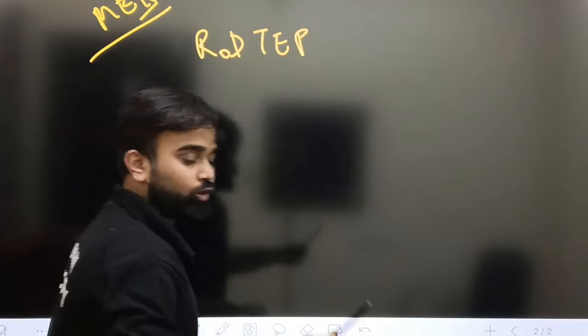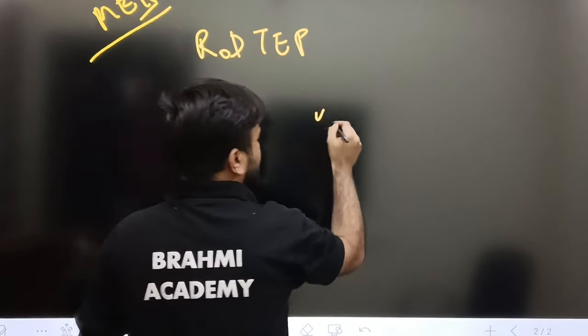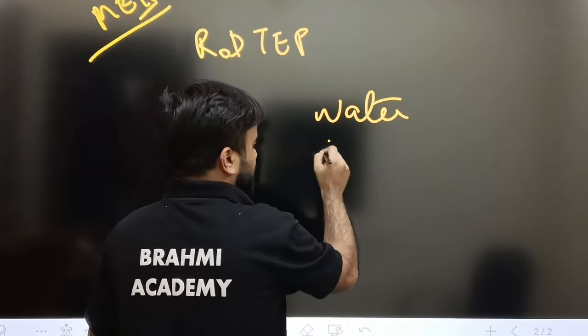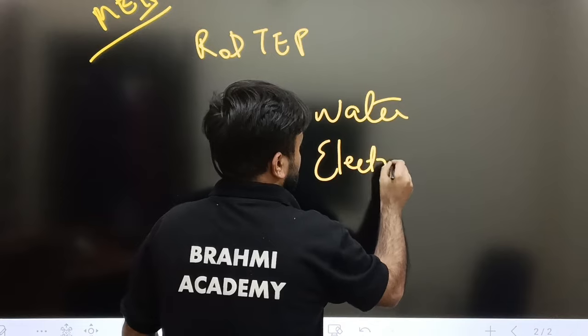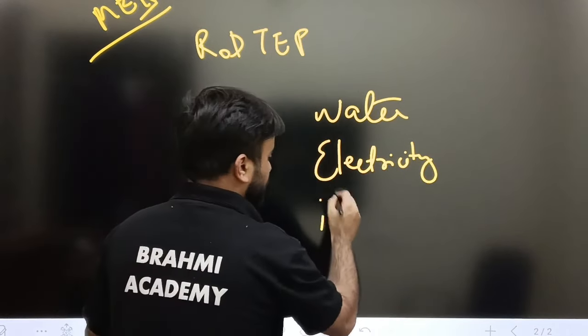Under this scheme, what happened is, now see, understand, I want to make a marker, correct? This is the marker. I will obviously require water at some point of time. I will also require electricity. What will I also require? I'll require petroleum product.